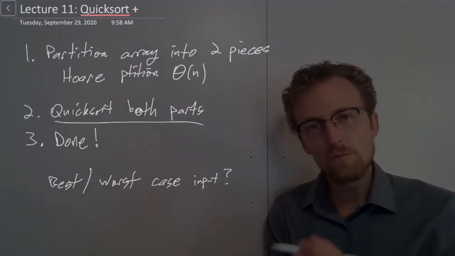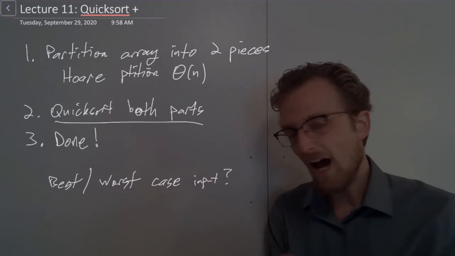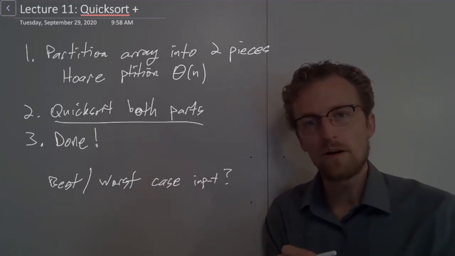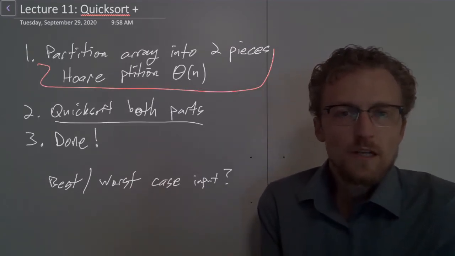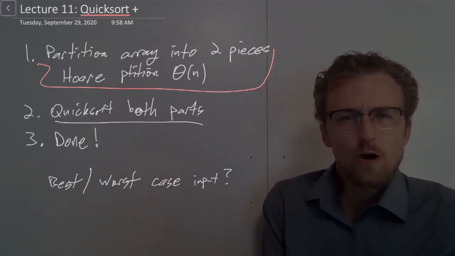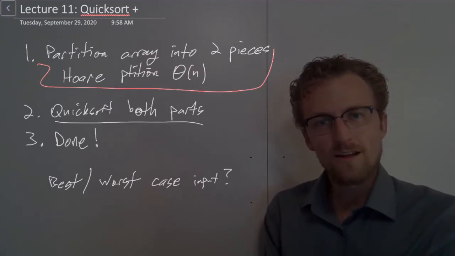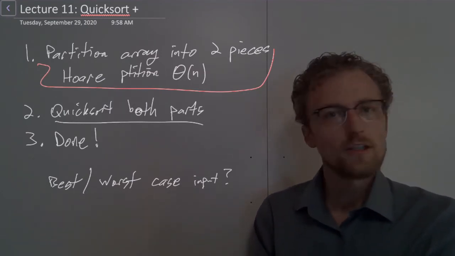But the issue with Quicksort is that we're not guaranteed that our two parts have equal size, right? All we get to do is split it into two parts and kind of hope that they're roughly equal in size. And if they're not, then we just have to continue, right?